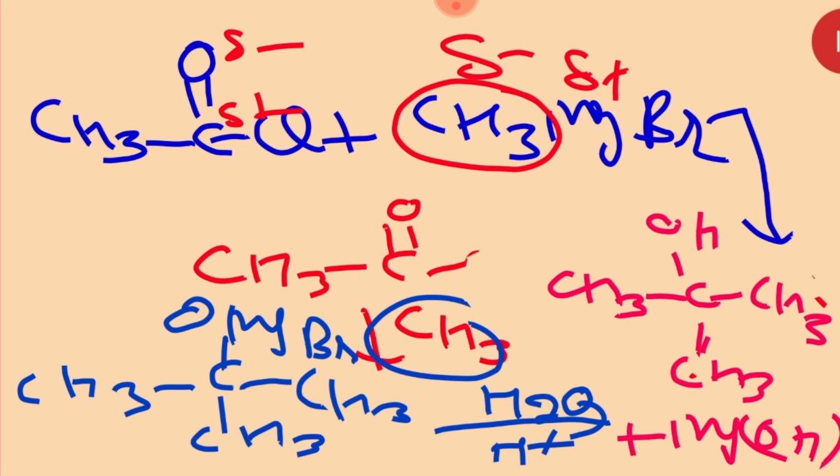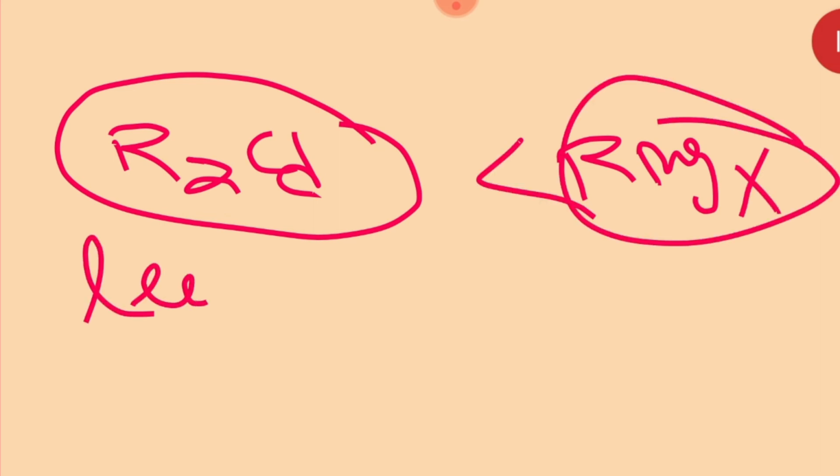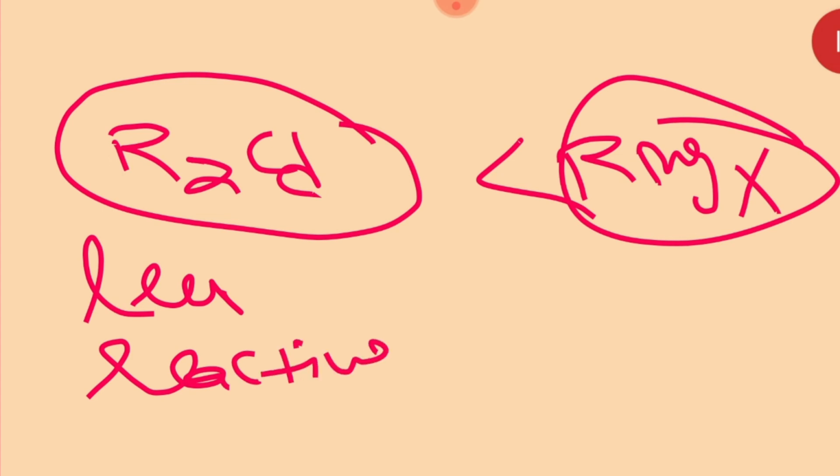But tertiary alcohol बन गया ना. But when we are using dialkyl cadmium, R2Cd, it is less reactive than the Grignard reagent and has no tendency to react with the ketone. Clear? RMgX was reacting again, na, so RMgX is more reactive; dialkyl cadmium is less reactive, so it can't react with the ketone once again. That is why we use dialkyl cadmium at the place of Grignard reagent for the preparation of ketones.